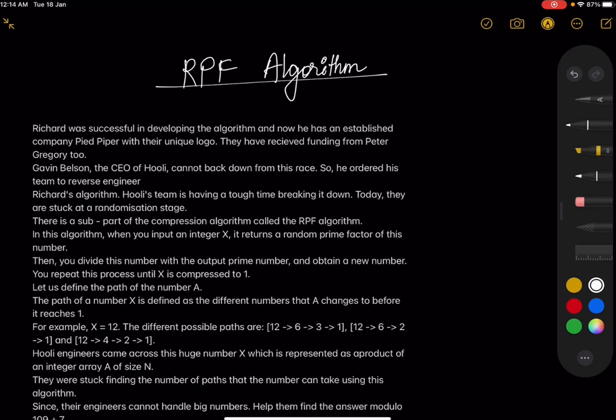Okay, so Hooli engineers came across this huge number x, which is represented as a product of an integer array a of size n. They were stuck finding the number of paths that the number can take using this algorithm. Since the engineers cannot handle big numbers, we need to find the answer modulo 10 to the power 9 plus 7.